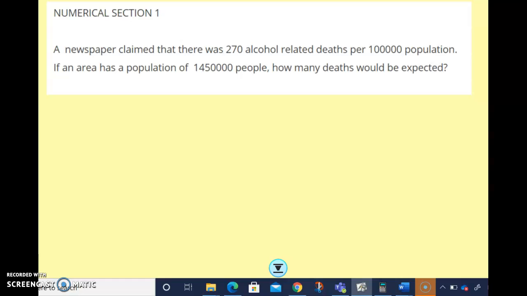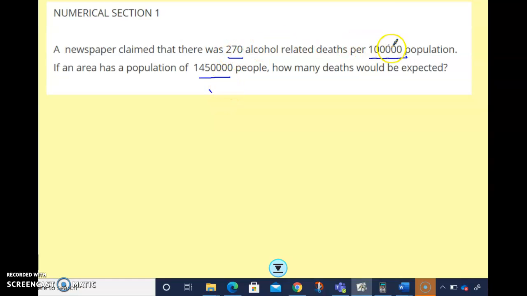Okay, next question. Newspaper claimed that there were 270 alcohol-related deaths per 100,000 of population. If we've got 1,450,000 people, how many deaths would be expected due to alcohol? Extra 0 there that I missed out.